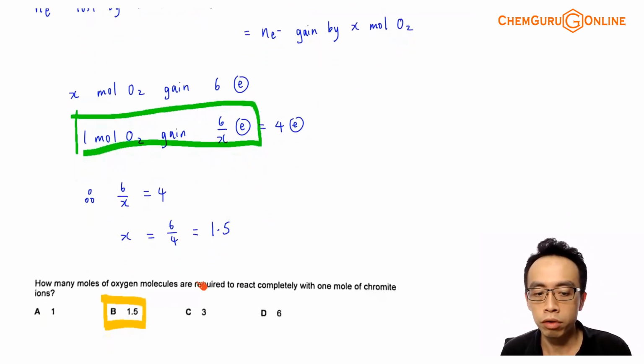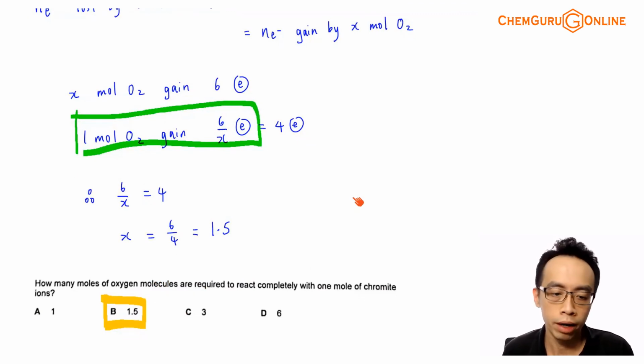The number of moles of oxygen molecule required to react completely with 1 mole of chromite ions will be B, 1.5. If you compare both methods, some of us will find it a little more tedious to use the first method, balancing the half equations and then adding the 2 half equations together to figure out the mole ratio. But it is a little more straightforward because we don't need to do that much reasoning.